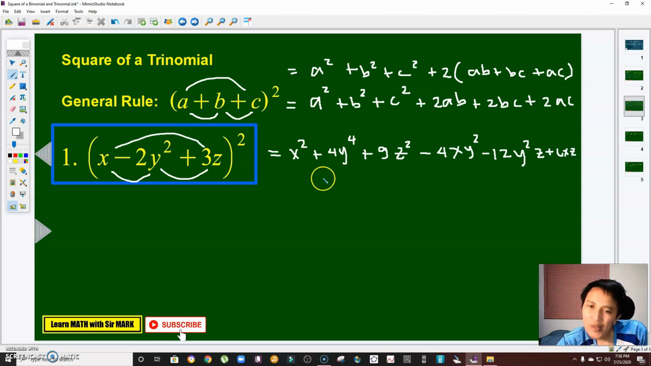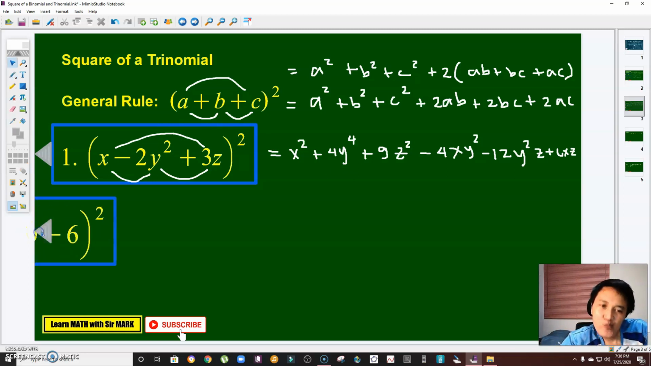See that? Okay, so that's the expansion of squaring this trinomial. Okay? Next, let's have example number 2.